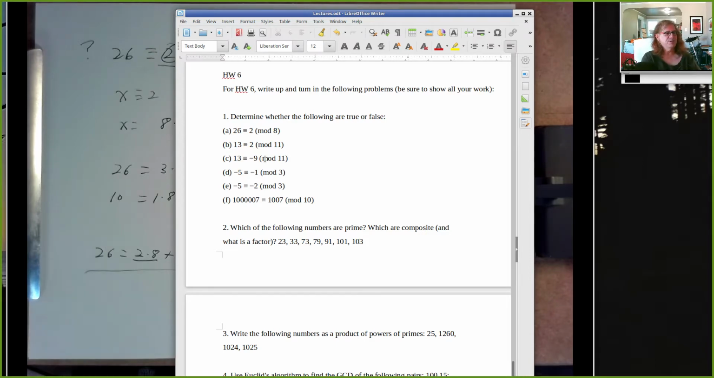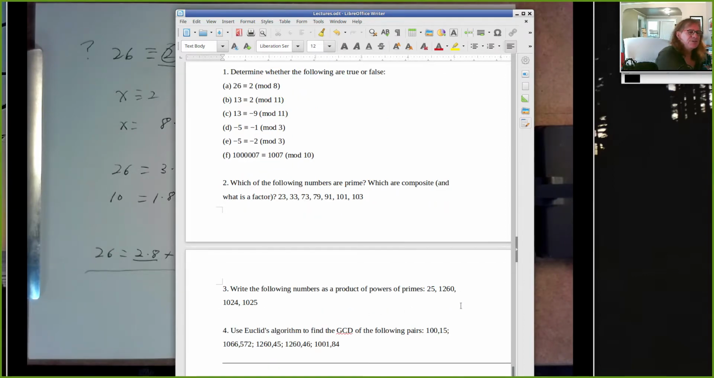Alright, and then question 2, just tell me which ones are prime, and if it's not prime, show me a number other than 1 and itself that divides it. Question 3, just factor these into products of powers of primes. And there's nothing to prove there. And then question 4 is Euclid's algorithm on those 5 pairs of numbers to find a GCD. And then for your own sake and peace of mind, just confirm that that GCD actually does divide both of those numbers. That's a good sort of sanity check.